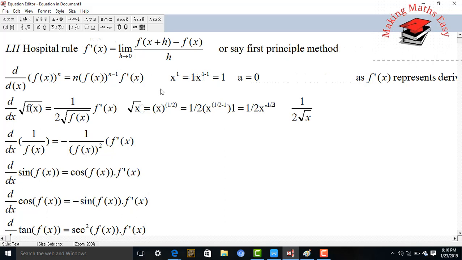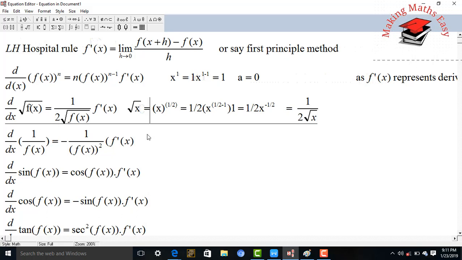When it goes to the denominator, it will become 1 by 2 x raised to 1 by 2. So here is the answer, and the value of 1 will be 1. This 1 will be multiplied, it doesn't matter. So it will give 1 by 2 square root of x. So here the formula is proved that the derivative of square root of f of x is equal to 1 by 2 square root of f of x into f dash of x. Remember, the derivative of square root of f of x is equal to 1 by 2 square root of f of x into f dash of x.